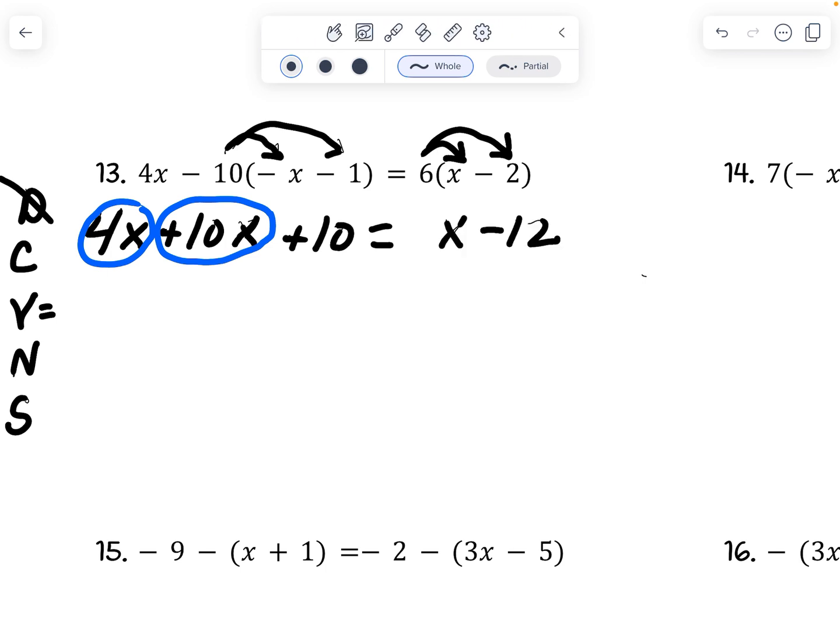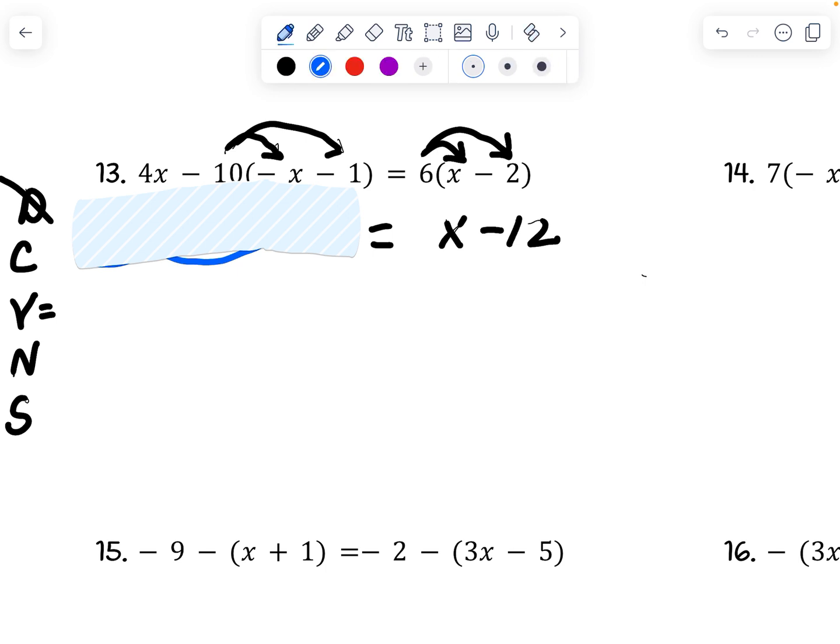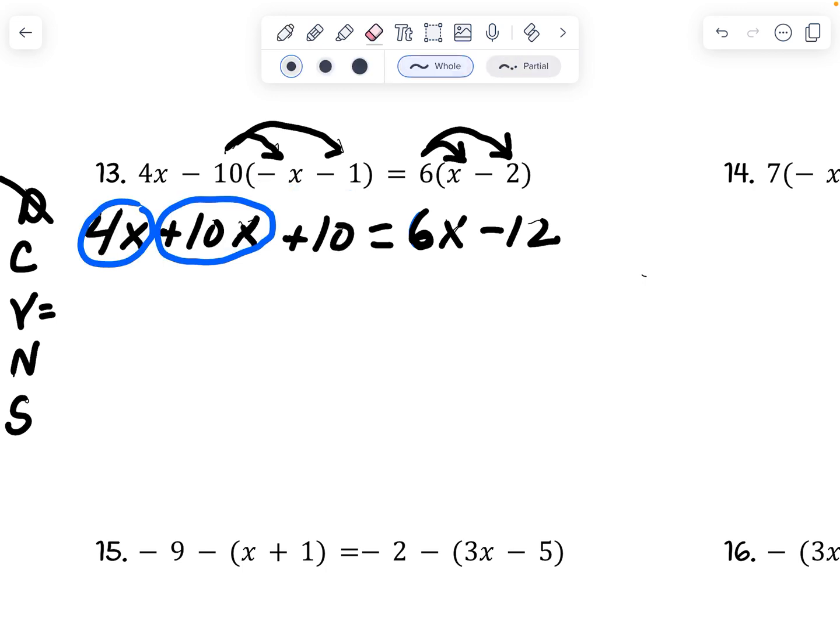Then what you do is now I'm going to look on the right side of the equal sign. Just the right side. And no, oops, I accidentally erased my 6 when I was doing that. Sorry about that. And no, I don't have any like terms.